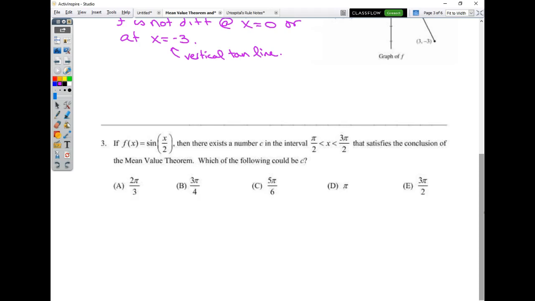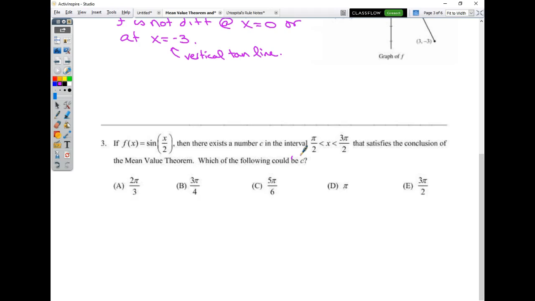On to number 3. If f of x is equal to the sine of x over 2, then there exists a value c on pi over 2 to 3 pi over 2 that satisfies the conclusion of MVT. Which of the following could be c? So now you'll notice the difference between 3 and 1. I've got which of the following could be c as opposed to f prime of c. So now I've got to find that value. Again, I will give you a moment if you'd like to pause the video before hitting play again to see if you can do this.